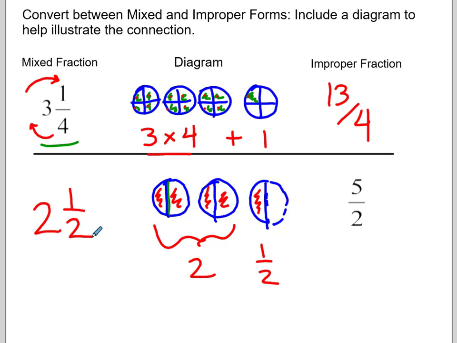Okay, and if you did the division over here, this is another way of looking at this. If you did the division and you subtracted 4, which is 2 groups of 2, you would have 1 left over. So that whole number right there, that 2, is this guy right here.